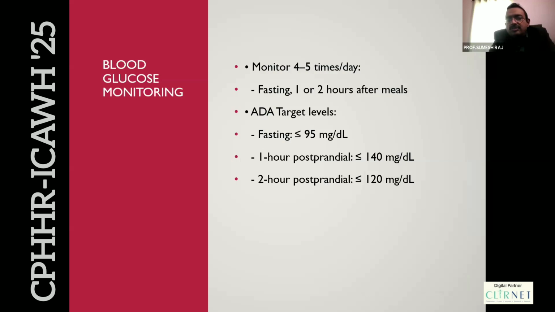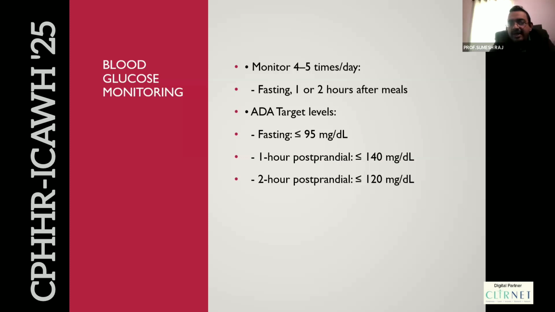Now, how do you monitor the blood glucose? It is not like how you monitor in a type 2 diabetes patient. It is more like the monitoring in a type 1 diabetes patient. That is, you have to monitor several times a day, 4 or 5 times a day. You have to monitor in the fasting state, pre-lunch, pre-dinner, 1 hour after meal, 2 hours after meal.